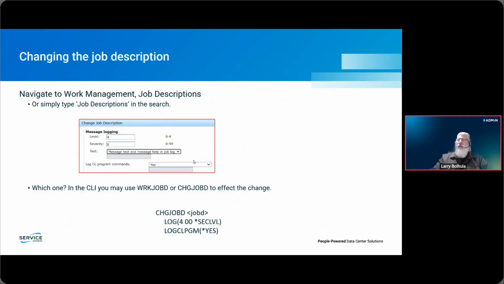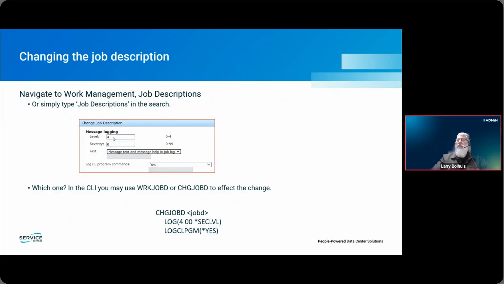So how do I change a job description? Well, if you're in Navigator for i, you can navigate to work management, then job descriptions, or you can use the search function. In a search function, that thing is very powerful. So you don't have to know how to navigate. You just need to know what you're looking for. And you'll come up with a list of the job descriptions.